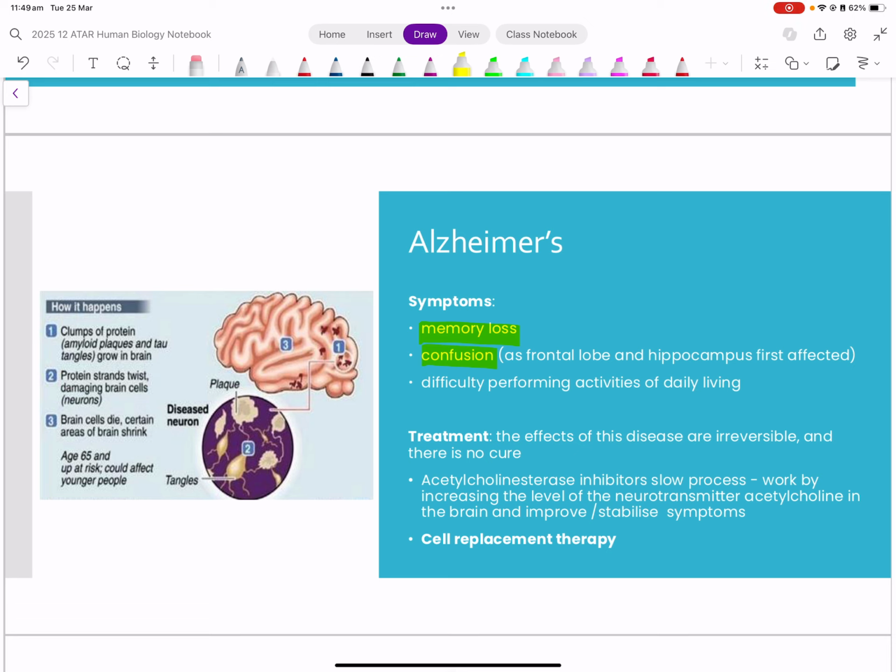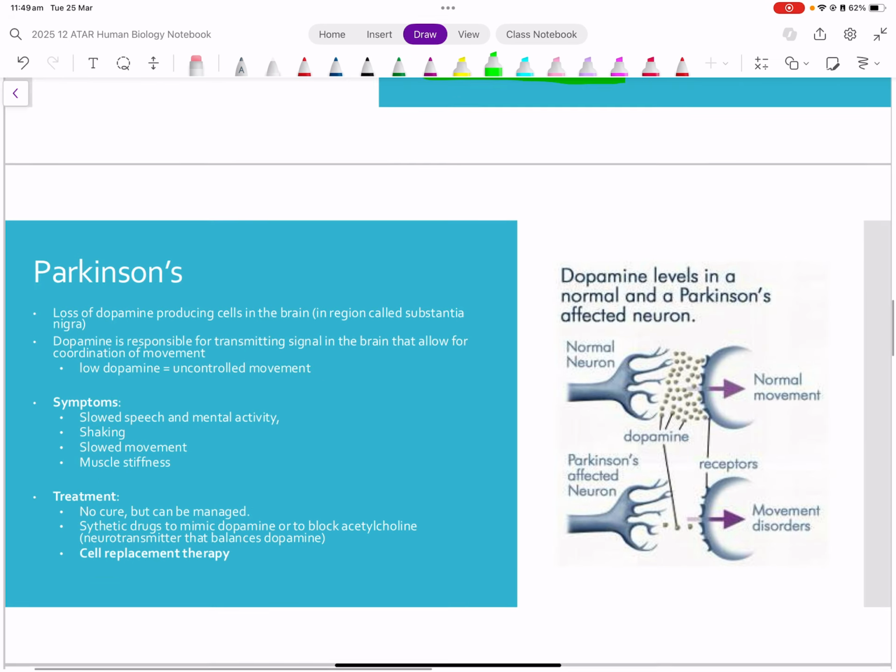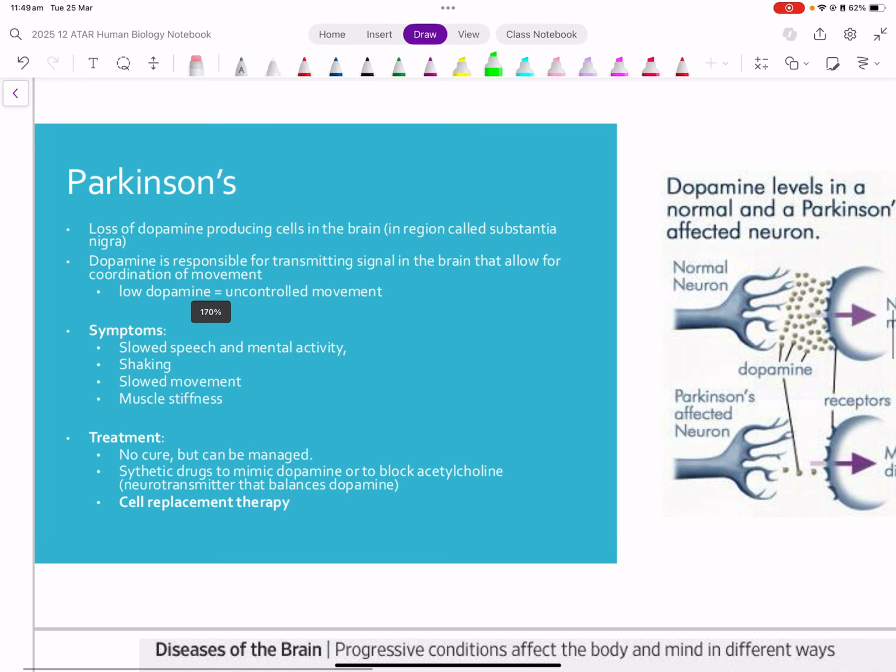In terms of treatment, there is no cure. You can take acetylcholinesterase inhibitors and they're going to slow the process. However, they're not actually going to solve anything. They just help stabilize some of those symptoms. One of the potential treatment options, however, is what we call cell replacement therapy, and that's the focus of our lesson today. Our second disease that we're going to look at is Parkinson's disease.